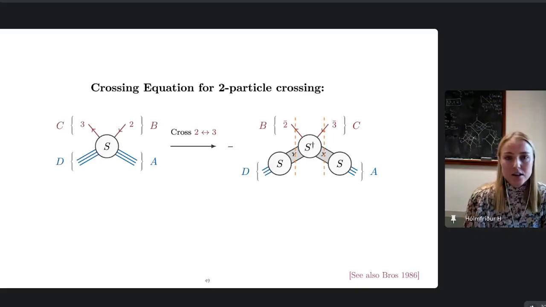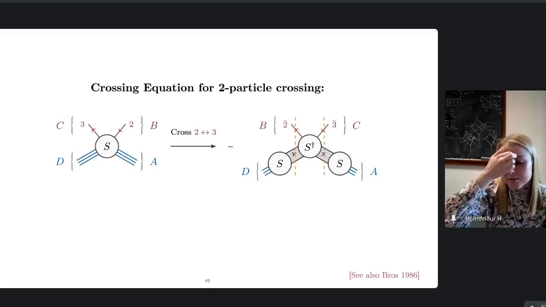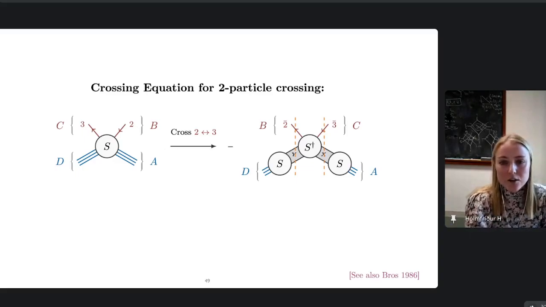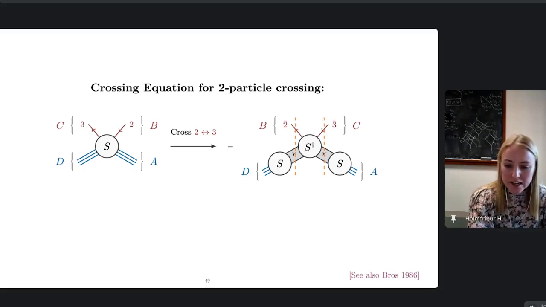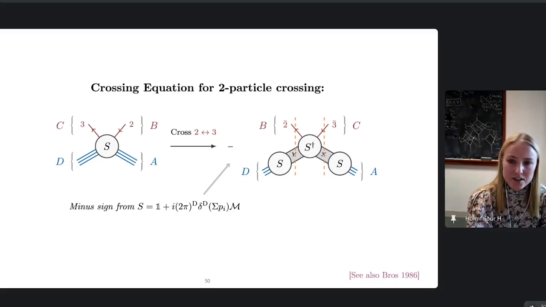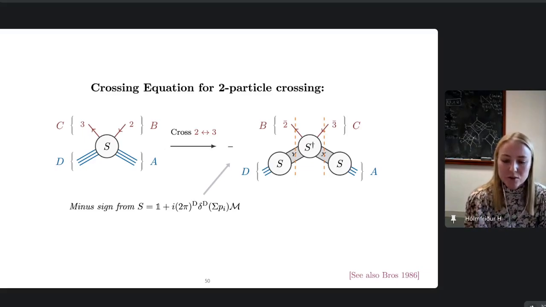Here is the crossing equation for two-particle crossing, meaning that we have one incoming particle that we want to cross with one outgoing particle. After we do that, we get this object here. Note that it's almost like a conjugated matrix element, but we have to correct it with these S blobs on the ends of the other incoming and other outgoing particles that we call A and D. There's a minus sign in front of the whole thing, and it simply comes from this i in the definition of the scattering amplitude. So you don't need to worry about it. It comes out very naturally.